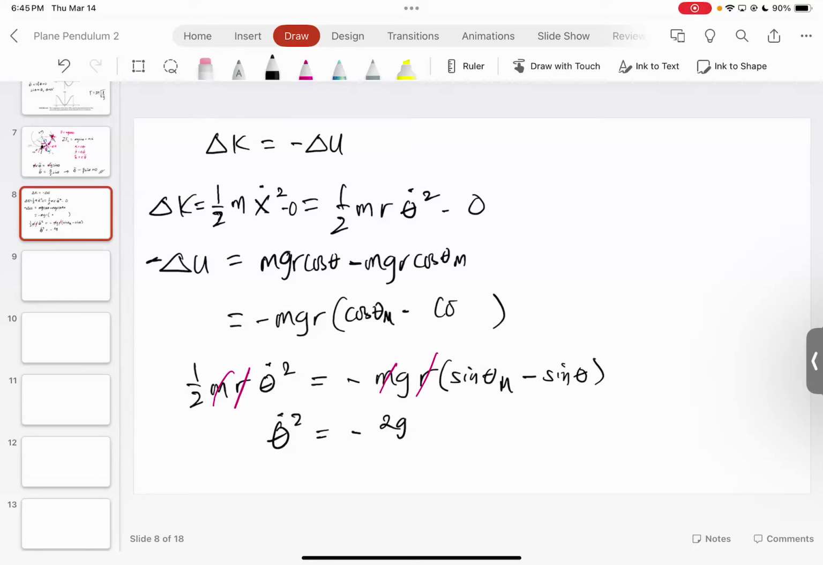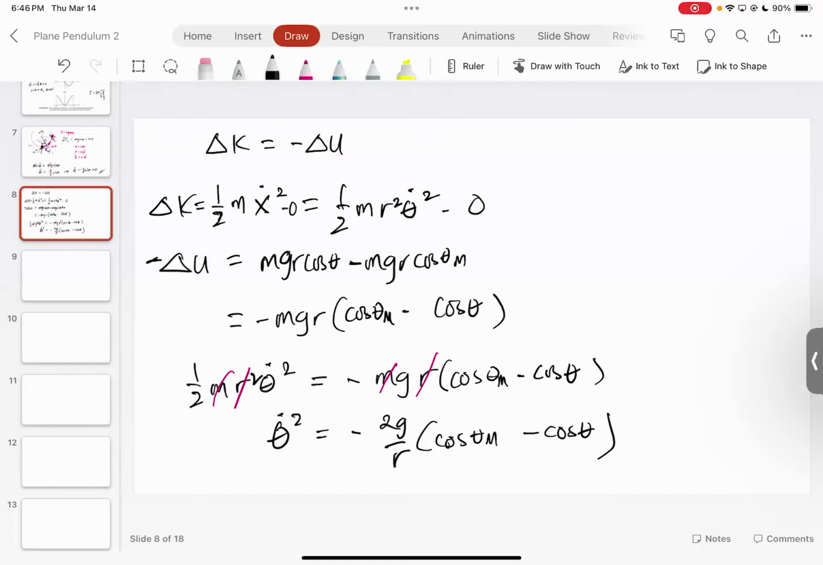Cosine theta sub m minus cosine theta. And then cosine theta sub m minus cosine theta. Okay, I'm missing an R. Where did I miss it? Of course. Because velocity squared, right? Velocity squared, so R squared should be there. 2g over R. Okay, so cosine theta sub m minus cosine theta. Now we'll start with that.